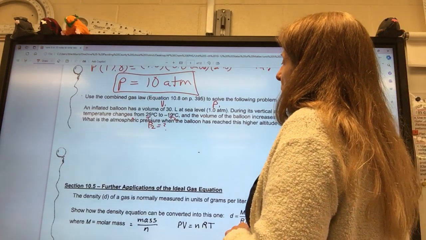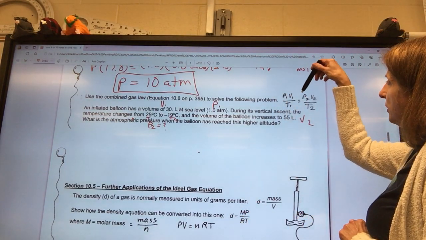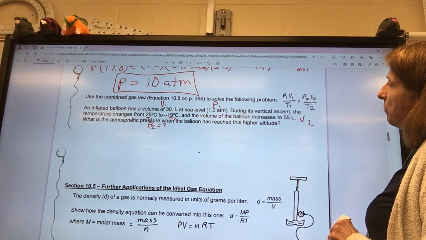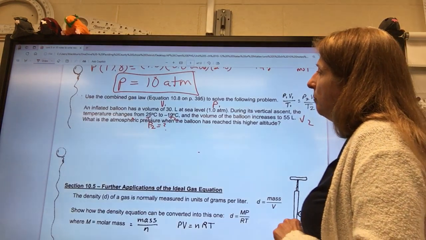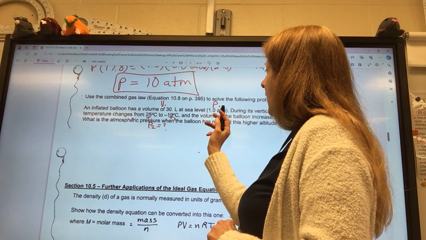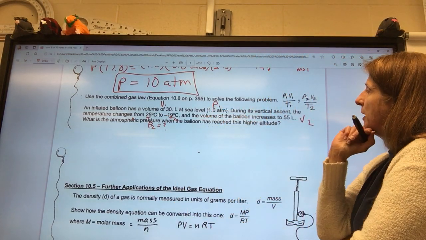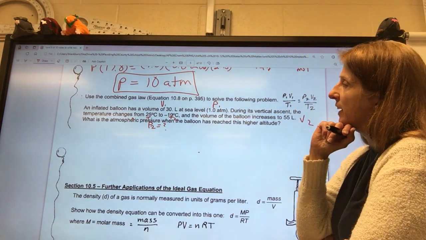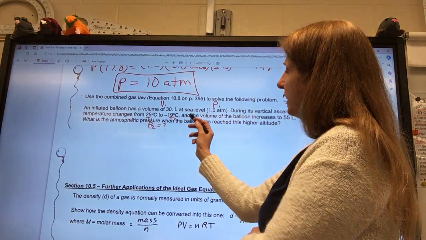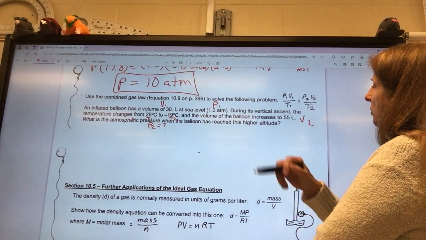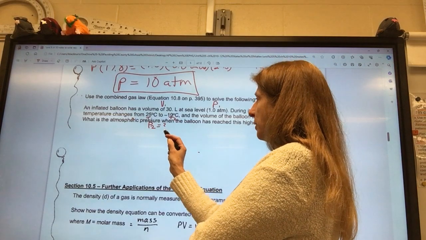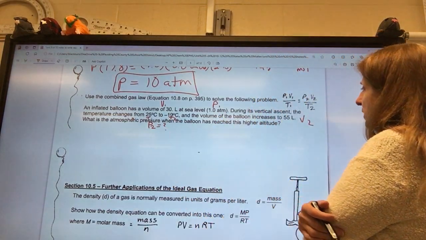Okay, so next one is the combined gas law. P1V1 over T1 equals P2V2 over T2. And they want us to solve this problem. We have an inflated balloon that has a volume of 30 liters, that's V1, at sea level, 1 atmosphere, that's P1. During its vertical ascent, the temperature changes from 25, that's T1, to negative 19, that's T2, and the volume of the balloon increases to 55, that's V2. What is the atmospheric pressure, P2, when the balloon has reached the higher altitude?